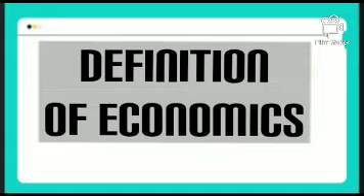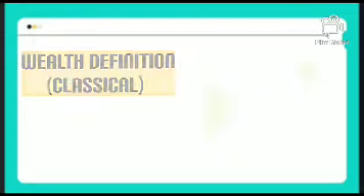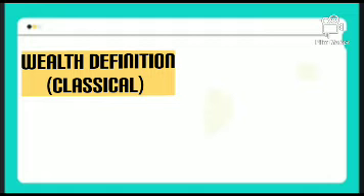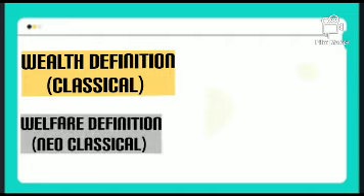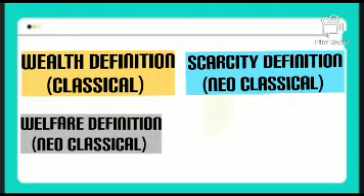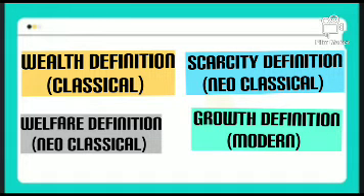The definition of economics is broadly classified into the classical definition given by Adam Smith, the welfare definition of Marshall, the scarcity definition of Lionel Robbins, and the growth definition given by Paul Samuelson. So let's see one by one.